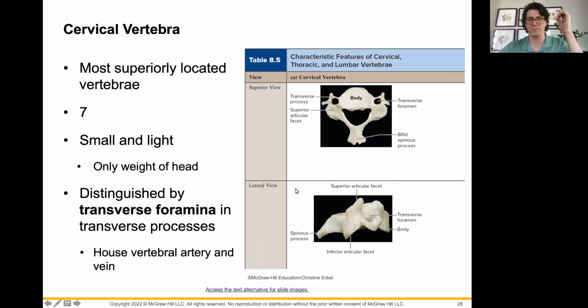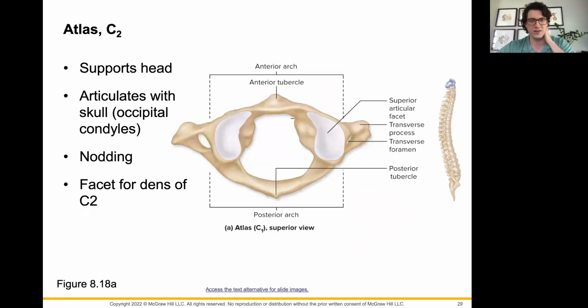Now these are going to be important in our cervical vertebrae because these are going to be the passageways for vertebral arteries and veins. Okay. So this makes them incredibly important for the health of the vertebrae, and honestly for your health as well. Now we have 2 special cervical vertebrae that you will actually need to know the names of. These are Atlas and Axis.